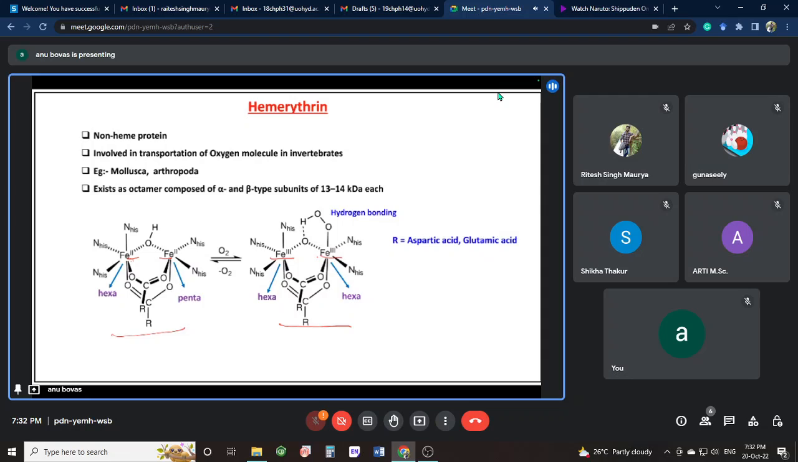Second point, how the two iron atoms are linked together. It is linked together with an aspartic acid group. This R is aspartic acid, one is aspartic acid, one is glutamic acid. Okay, so aspartic acid we have, glutamic acid we have.